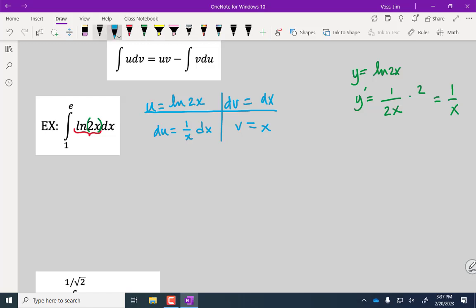Okay, so then we have our u times v, that's the main diagonal. And keep in mind that this is a definite integral. So we're going to have to put these limits of integration on both the uv and the integral of v du. So there's the uv with the limits of integration, minus the integral of v du. What's v du? It's 1. x and 1 over x, they cancel. x times 1 over x is 1.